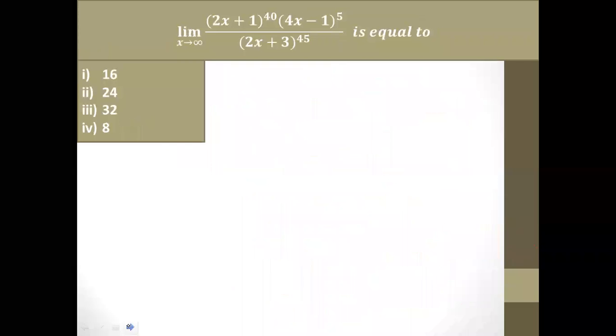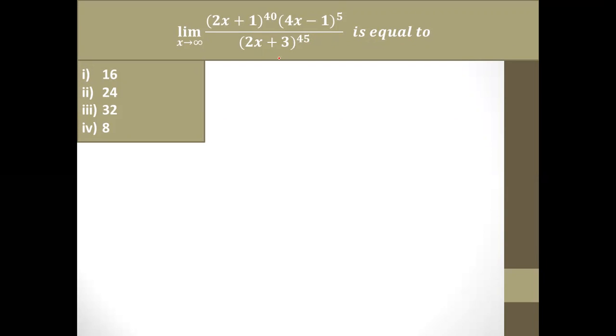Yes. This is the next question. So here you can see 2x plus 1 whole power 40, 4x minus 1 whole power 5 divided by 2x plus 3 whole power 45. Such a simple question, you just tell me the answer.